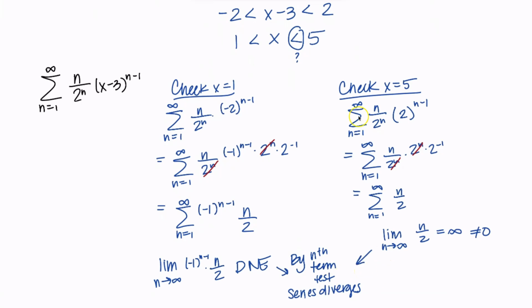So because both endpoints led to an infinite series, not a power series anymore, just a regular old infinite series that diverged, that means that the corresponding endpoints are not included. If they did converge, then we would include that particular endpoint. But as it stands, we are not going to. So the interval of convergence is 1 is less than x is less than 5, or if we want to write it in interval notation, we would say (1, 5) with open parentheses around both values.